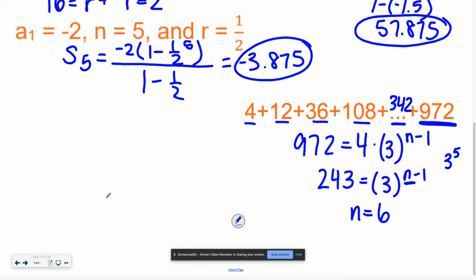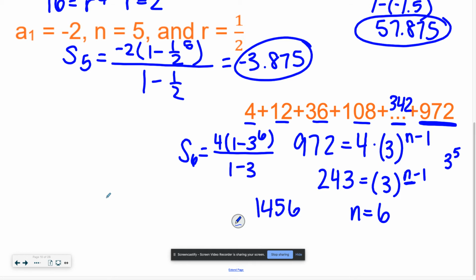So now I go back to my formula. And I can finish this problem out. And I get 1456. Okay. Again, make sure any questions that you have, you are writing those off to the side so that way you can ask them during office hours.